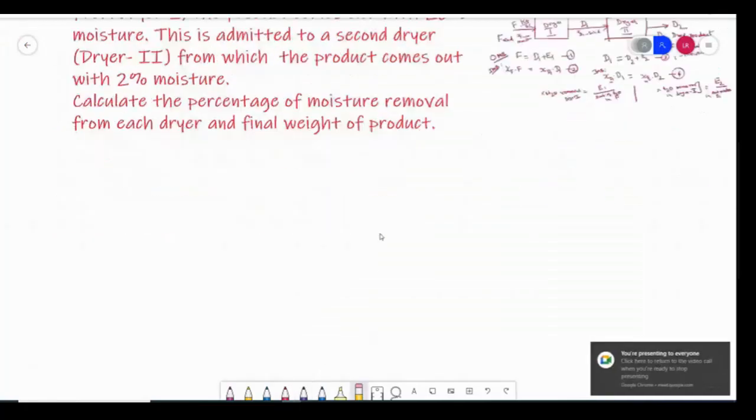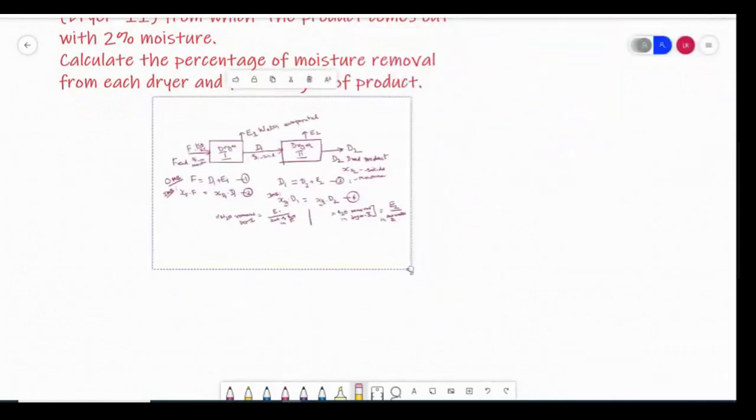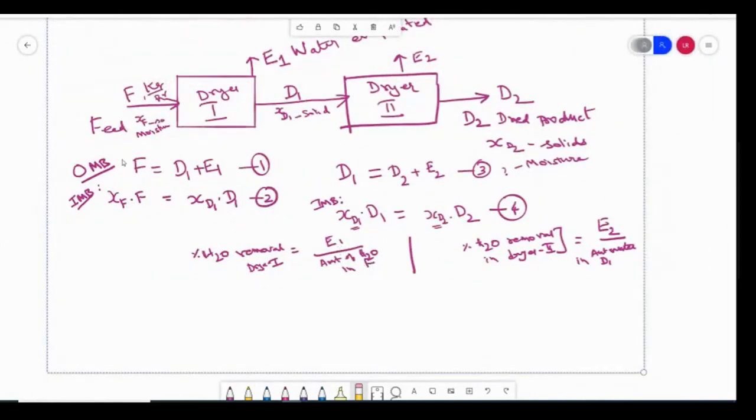So percentage water removal, I will show you again. Maybe the material balance you are doing correctly. So as I said, percentage water removal is E1 divided by the amount of water in the feed. The amount of water in the feed is 50% of 1000, that is 500 in the denominator here. I took 375. Yes, 375 divided by 500. Similarly, in the second case, it comes out with a certain percentage of moisture, that is 20% of 625. D1 value you get 625, so you get 125 as the amount of moisture present in D1. So here the denominator will be 125.